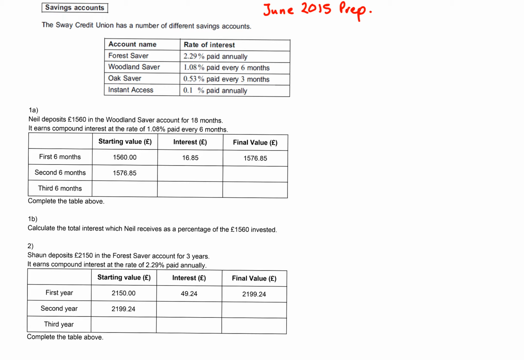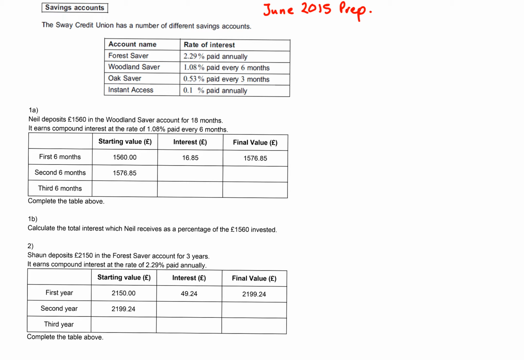Here it says Neil deposits £1,560 in the Woodland Saver, so the Woodland Saver account, for 18 months. It earns compound interest at the rate of 1.8 paid every 6 months. Okay, so what we do, it's every 6 months.